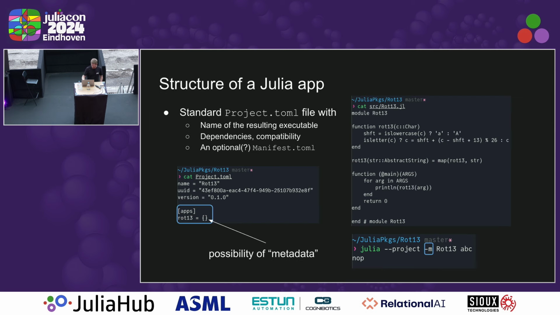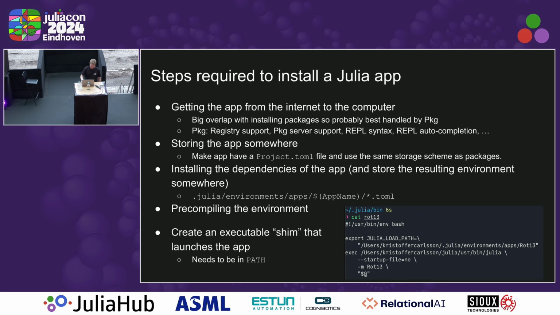But we kind of don't want to have to start Julia like this with the -m flag. We want things to get installed for us, so we can just write the name of the app. So let's go further. What do we need to do to install the Julia app then? Well, first we need to get it from the internet to our computer. We need to get the source.